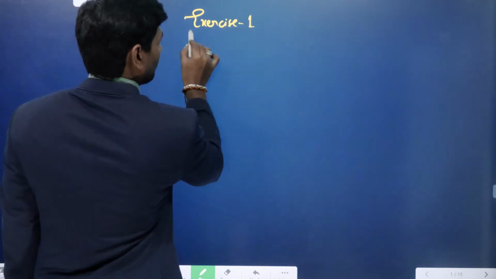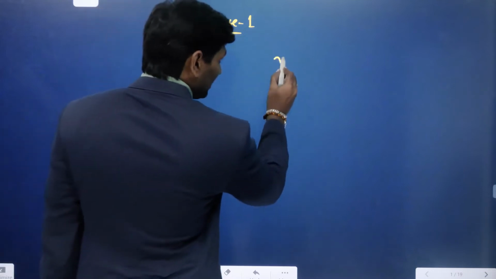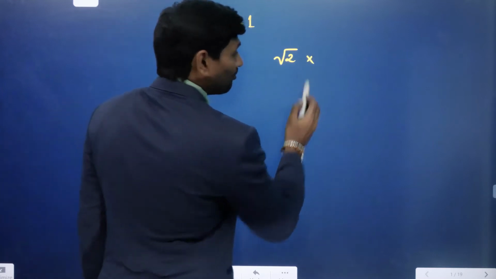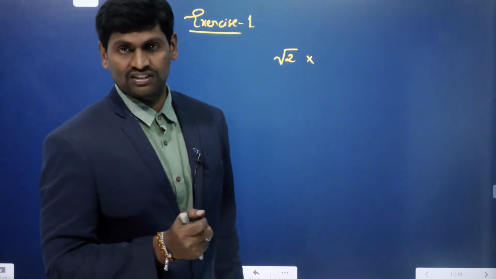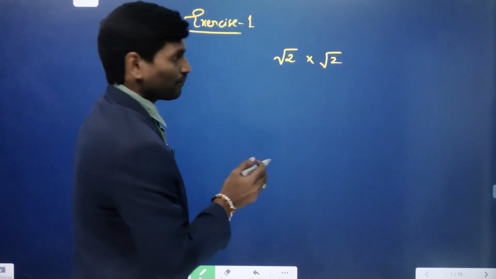Before going to discuss exercise 1, let us revise what a rationalizing factor is. When two surds, or two irrational numbers, are multiplied with each other and the answer is a rational number, then each of the surds is the rationalizing factor of the other. Root 2 is an irrational number, nothing but a surd, and it will have more than one rationalizing factor. So root 2 into root 2, that means itself is the rationalizing factor.